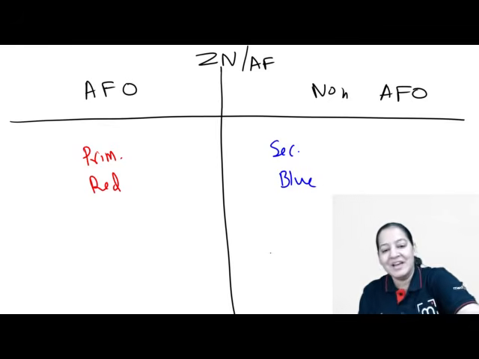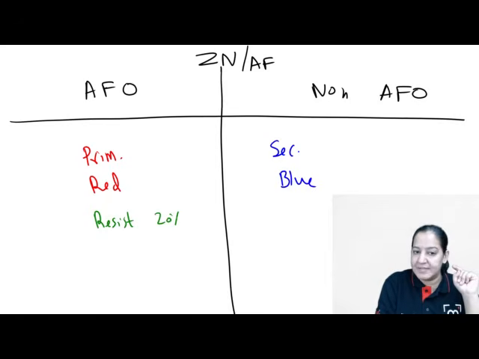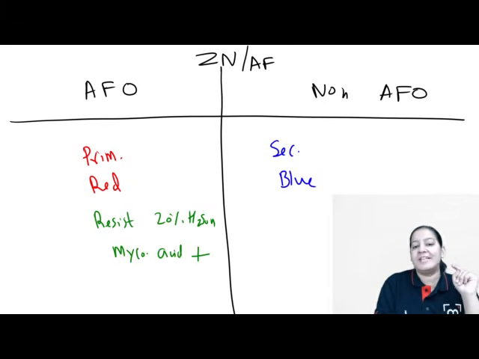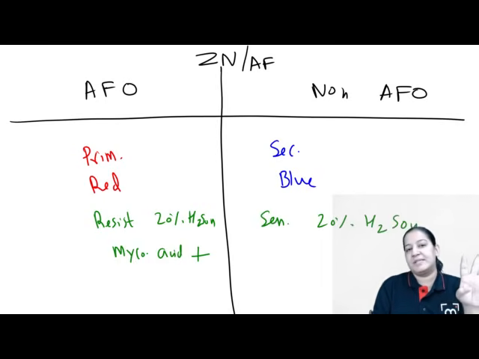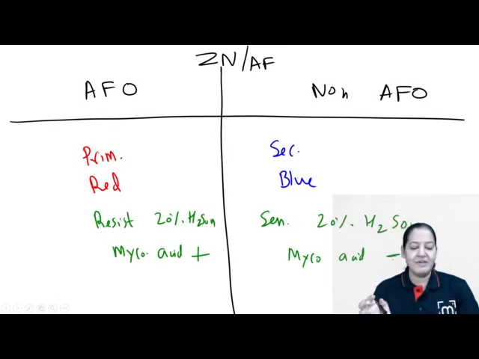Right. Now the acid fast organisms resist decolorization by 20% H2SO4. They resist because they have mycolic acid present in their cell wall. That's why they are resisting. But the non-acid fast are sensitive to 20% H2SO4. They lose the primary stain. They become transparent because they don't have mycolic acid in their cell wall. Right. So that is the difference between them. You got my point? So please understand the difference between them.